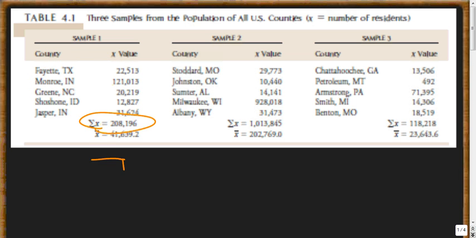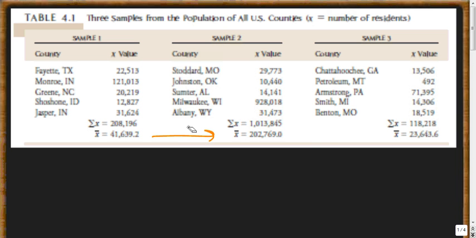That's what this little sigma means. It adds up all of the x's that you have, and then we divide by the total number. So each of these we divide by 5. So 41,639.2 is the average, or 208,196 divided by 5, and so on. We get these different numbers down the line.